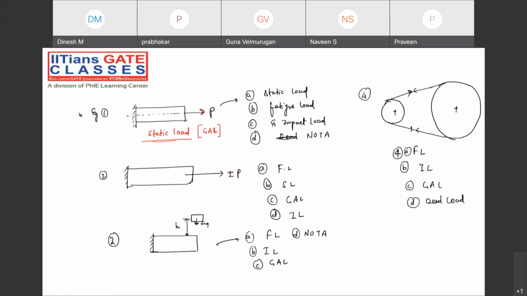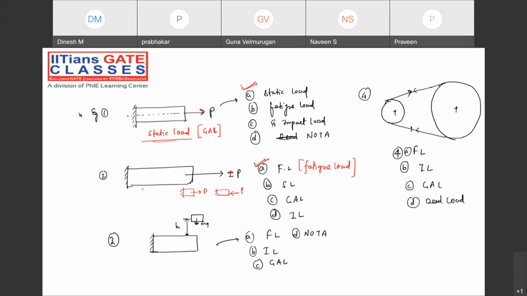In the second problem, when you observe, in the first cycle we are applying plus P. In the second cycle, we are applying minus P. Magnitude is the same, but the direction is reversed. I said that a load whose magnitude or direction, or both, changes with respect to time, we say it's a fatigue load. All of you are understanding my point? We say it's a fatigue load.